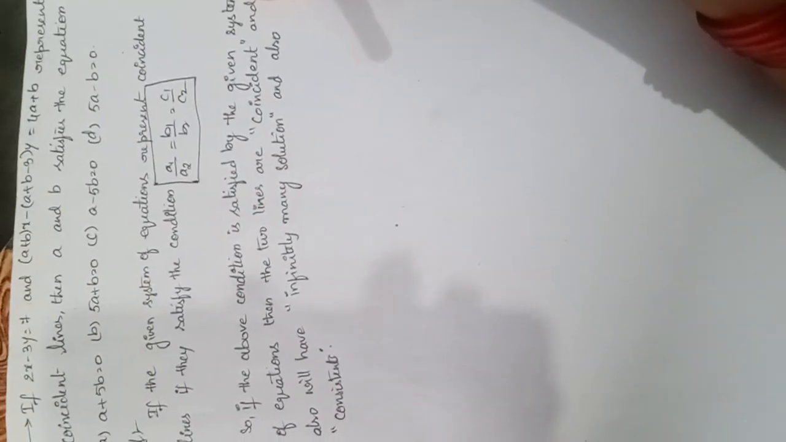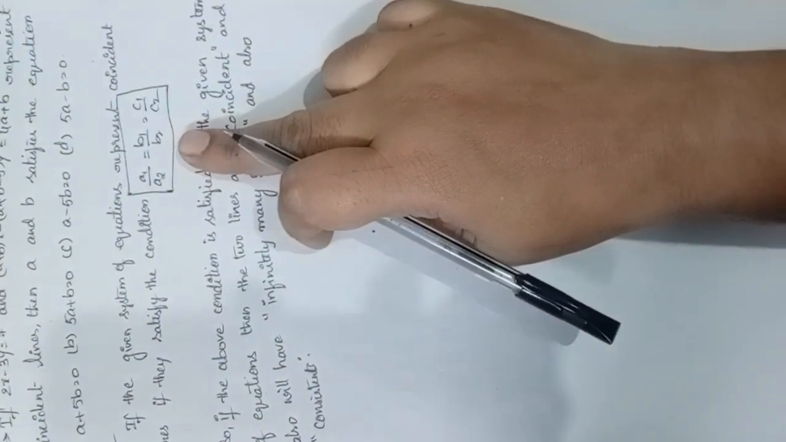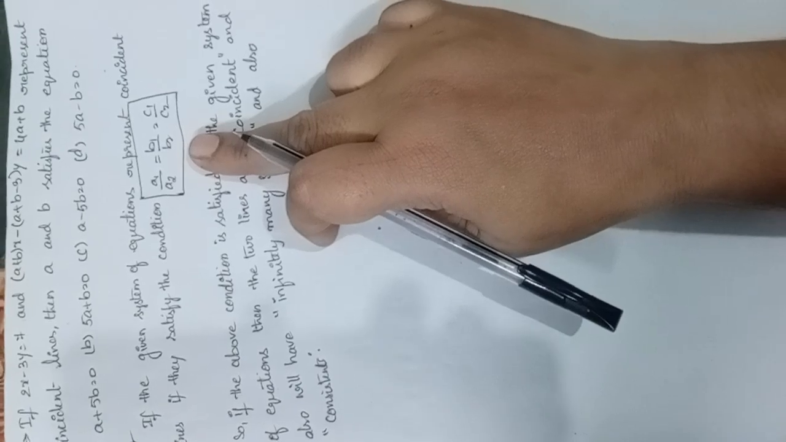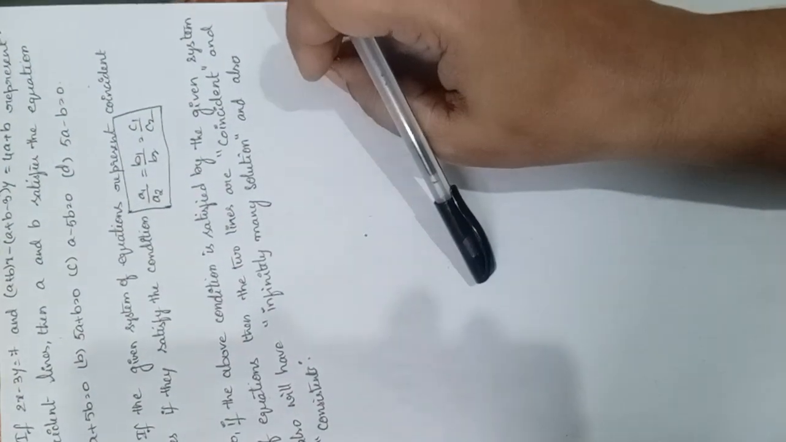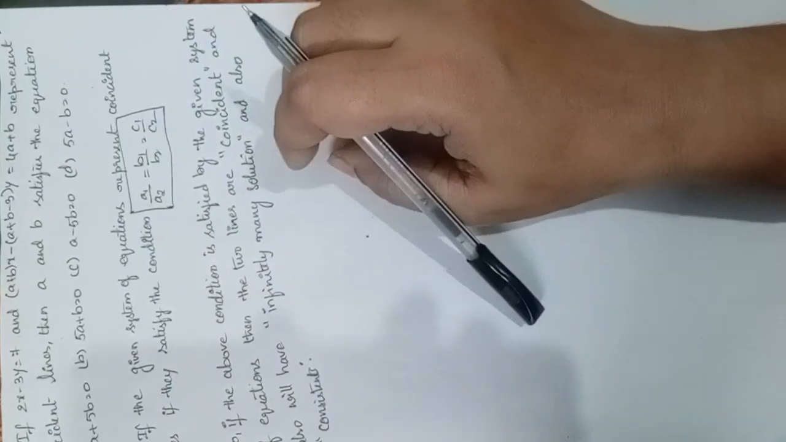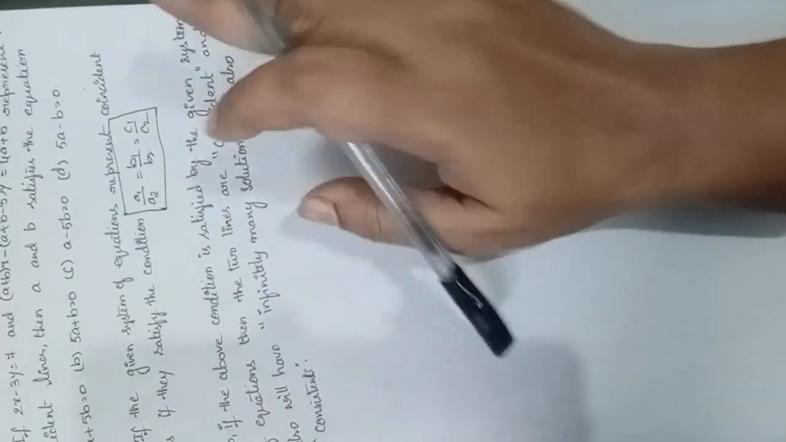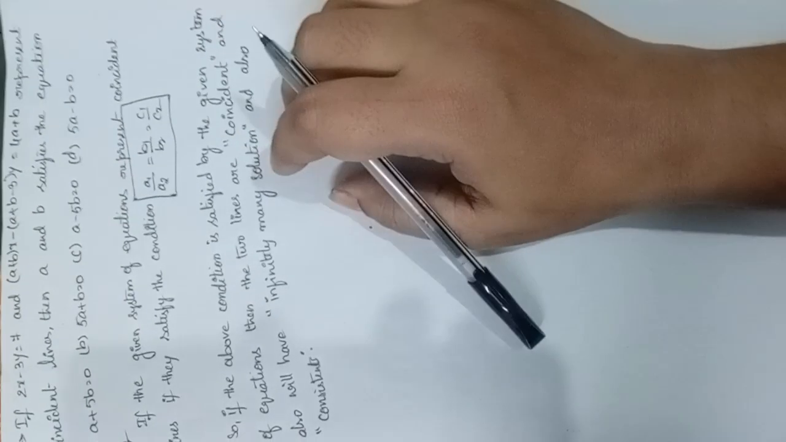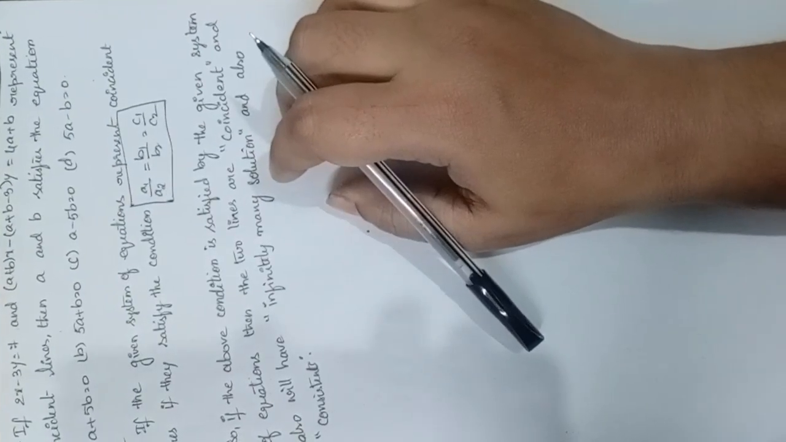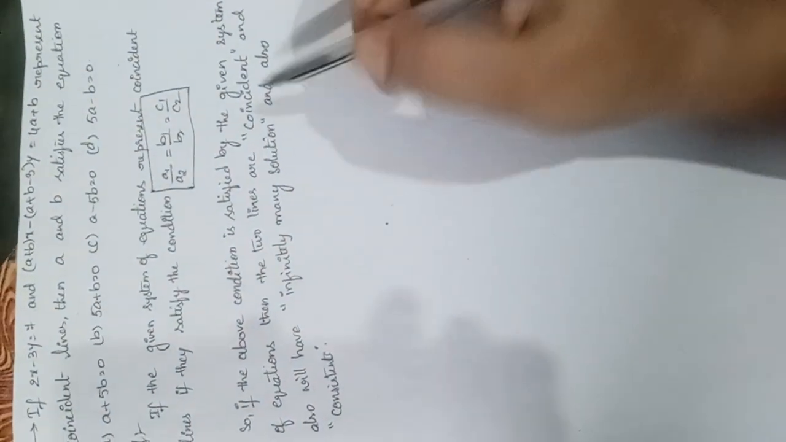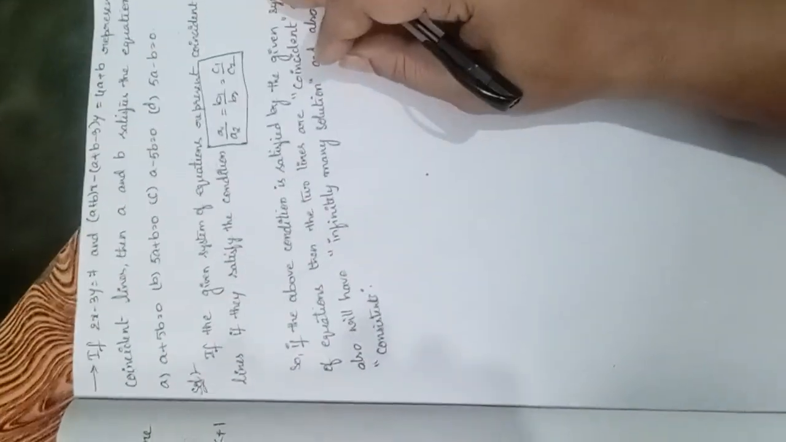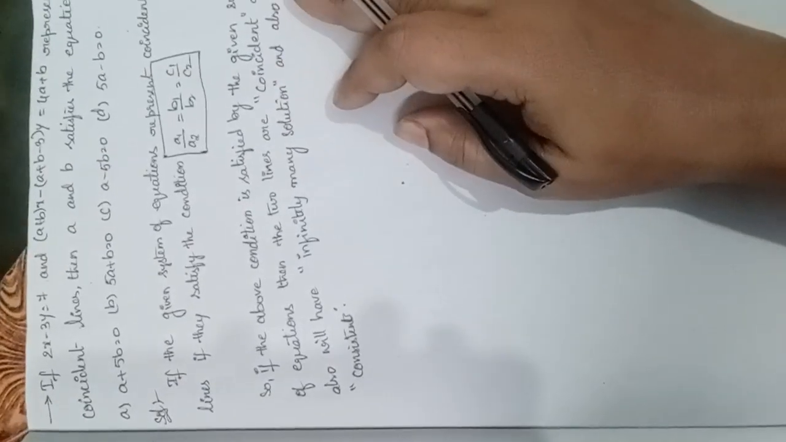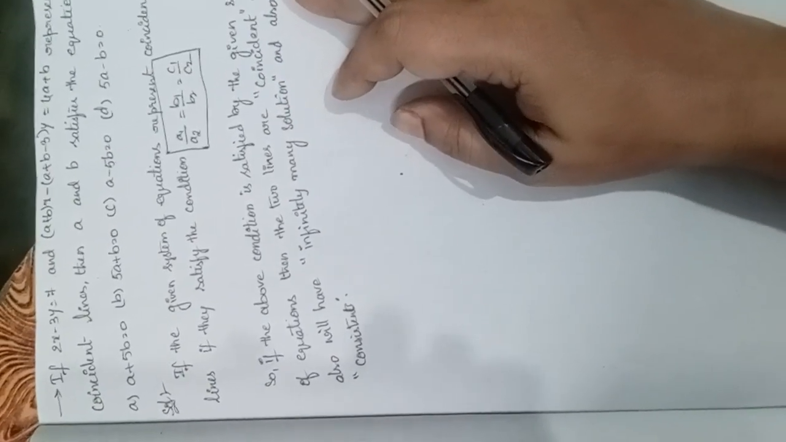What we understood is, if this condition is satisfied by the given two line equations, then we can say they both are coincident, have infinitely many solutions, and are also consistent. We can say these three things about the given equations if the condition is satisfied by them. Okay, so let us find the equation which is satisfied by the values of a and b.